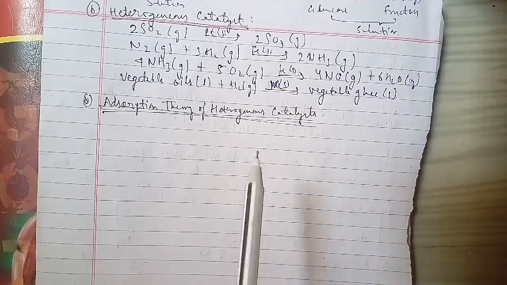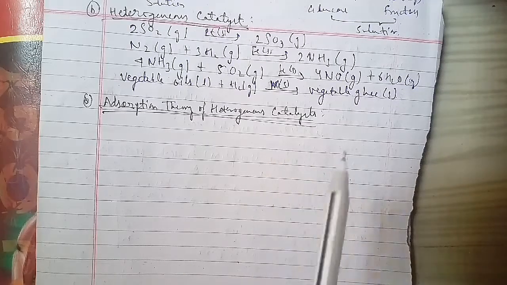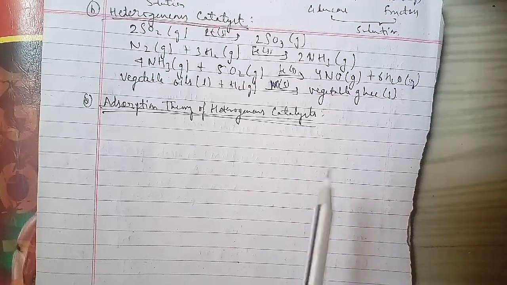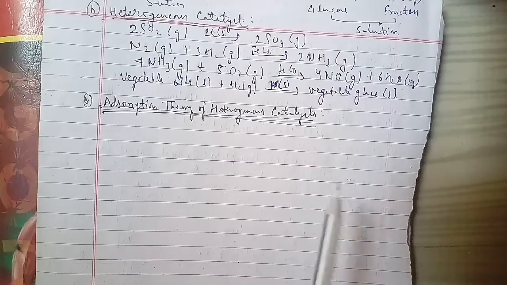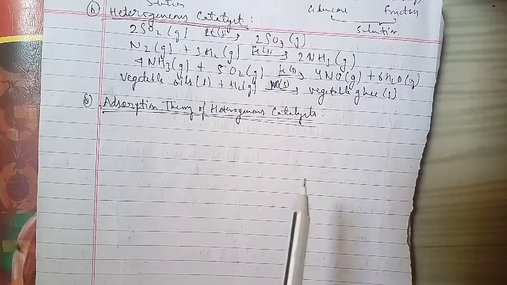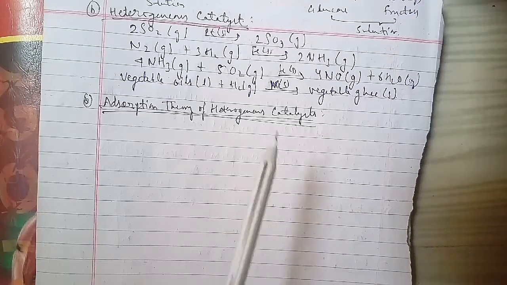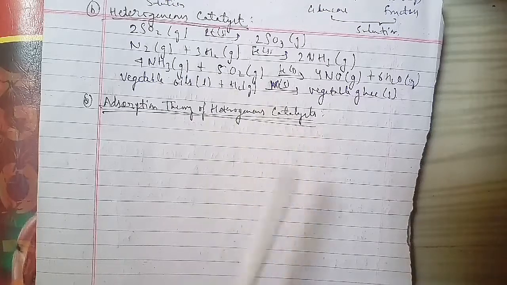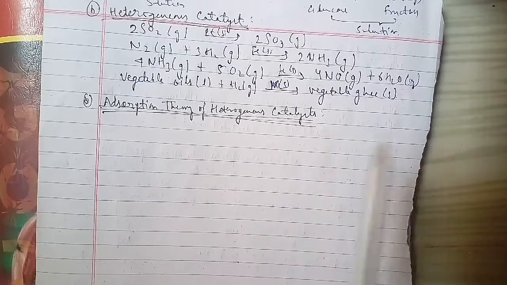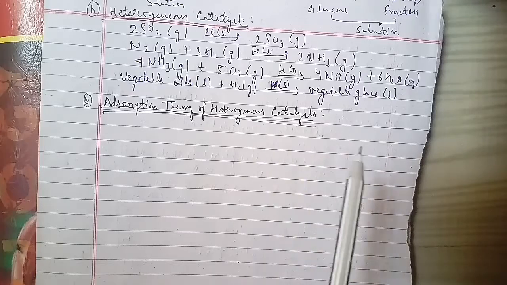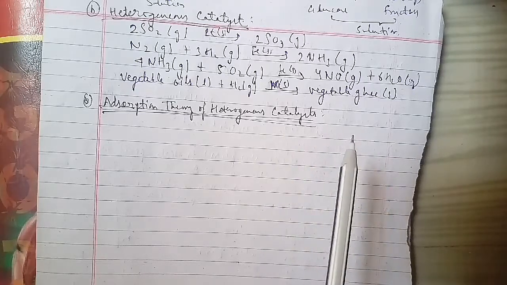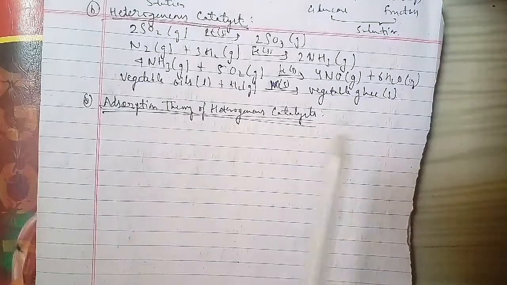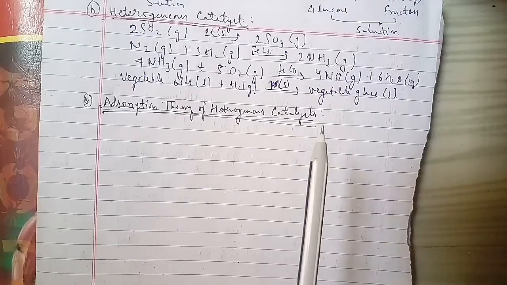group 15 elements, dinitrogen, ammonia, oxides of nitrogen, nitric acid, phosphorus, allotropic forms, phosphine, phosphorus halides, oxoacids of phosphorus, group 16 elements, dioxygen, simple oxides, ozone, sulfur, allotropic forms, sulfur dioxide, oxoacids of sulfur, sulfuric acid, group 17 elements, chlorine, hydrogen halides, chlorides, oxoacids of halogens, interhalogen compounds, and group 18 elements.